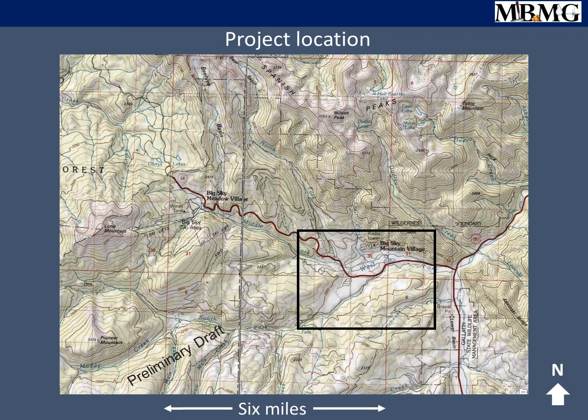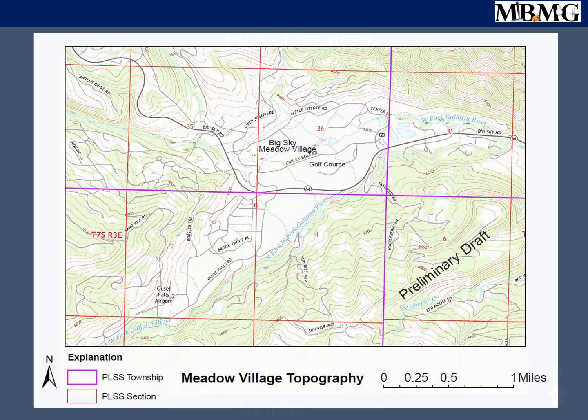You know where we are. Of course, here's the Gallatin corridor, and this is the Meadow Village area. We'll zoom in on that area in the next slide.